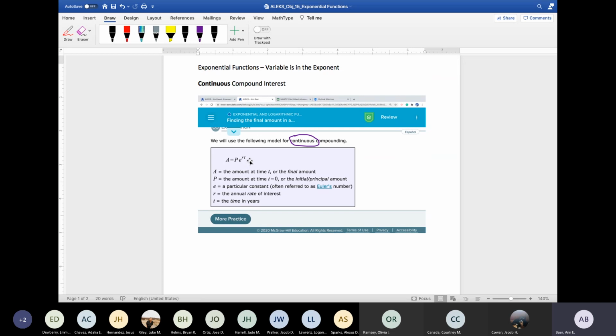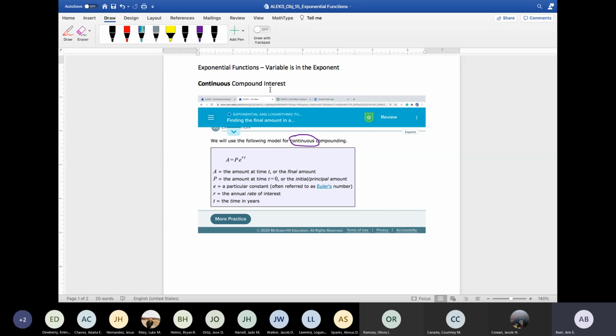Raised to the RT. It's called the PERT formula. PERT used to be a shampoo a long time ago, probably before many of you were born. But the A, the P, the R, and the T mean exactly the same as in the previous problem we looked at when we talked about compounded semiannually. So you don't need to learn twice what those variables stand for.